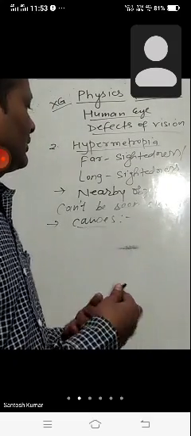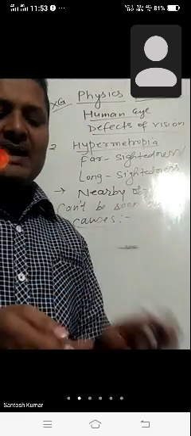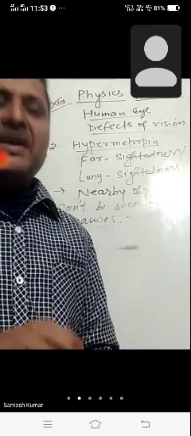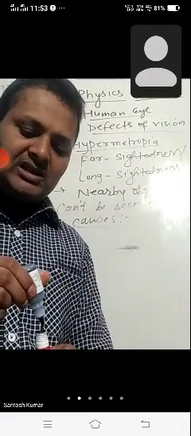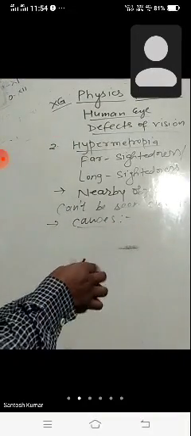So come to the point that once again, clearly, in the case of hypermetropia, we may feel some problem while watching nearby objects. Once again, distant objects will be seen clearly, but we may feel some trouble while watching nearby objects, which I have just written here.